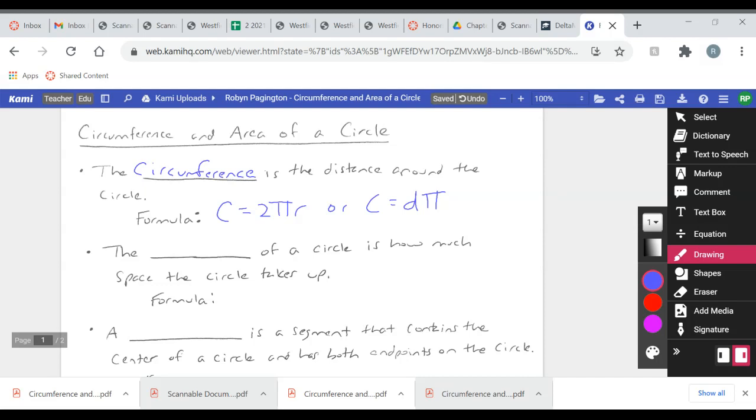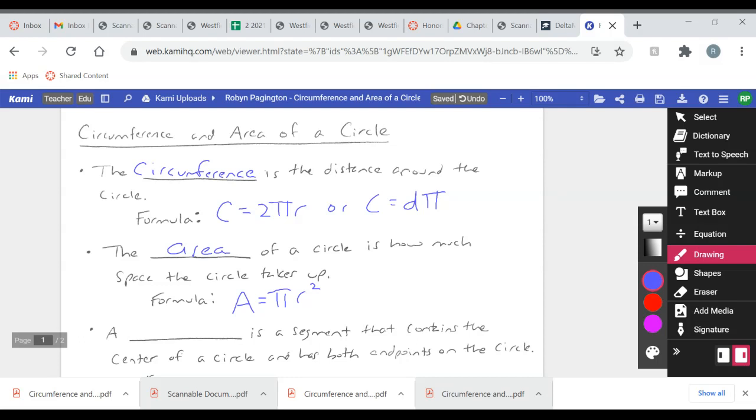So the next is the area of a circle, which is how much space the circle takes up. And the formula for that is pi r squared. You want to pay attention on these problems if it's asking you to leave the answer in terms of pi, or if they're asking you to round to the nearest tenth, then you would actually multiply by pi and then round your answer to whatever decimal place it's asking for.